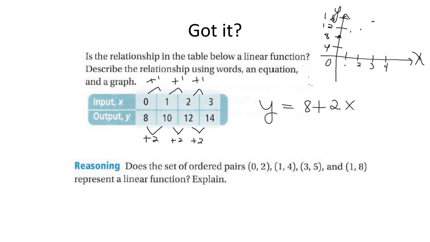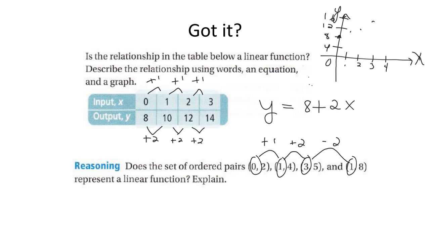And it says, does the set of ordered pairs (0, 2), (1, 4), (3, 5), (1, 8) represent a linear function? Explain. So we can look at our x's, and you can see that this difference would be 1. But when we do this difference, it's 2. And then when we do this, it actually goes down 2. So just by looking at our x's alone, I'm going to say it's not linear.